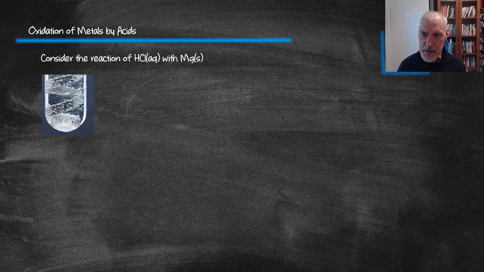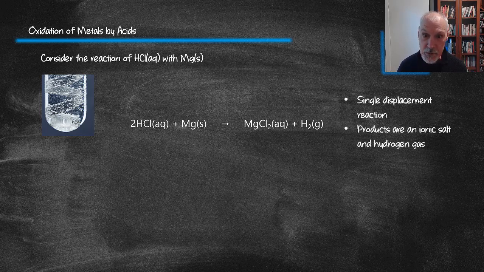Consider the reaction between hydrochloric acid and magnesium. Here the equation is provided. The first thing I'd like you to notice about the equation is that it involves what we call a single displacement reaction, where the hydrogen and magnesium have switched locations. The products of a metal and an acid are typically an ionic salt and hydrogen gas.